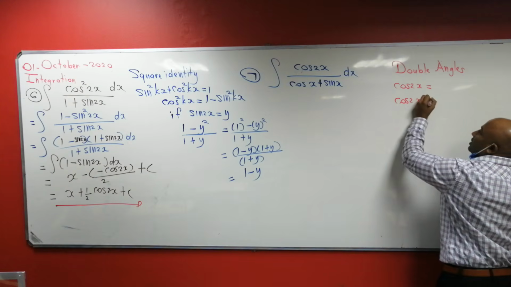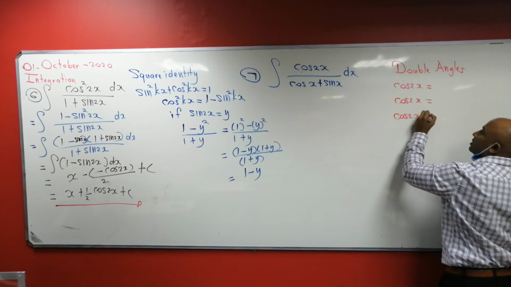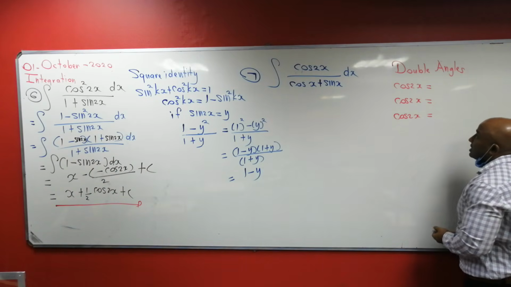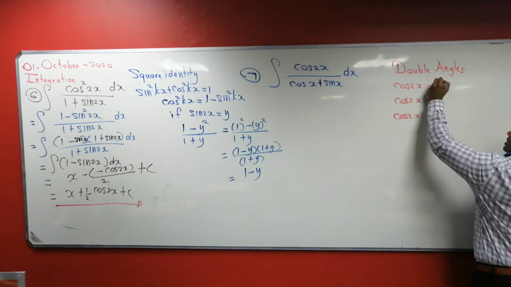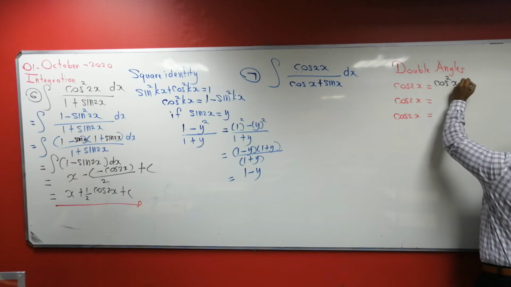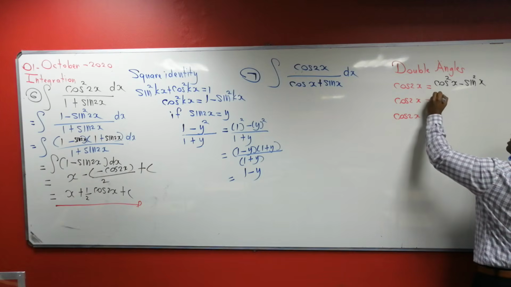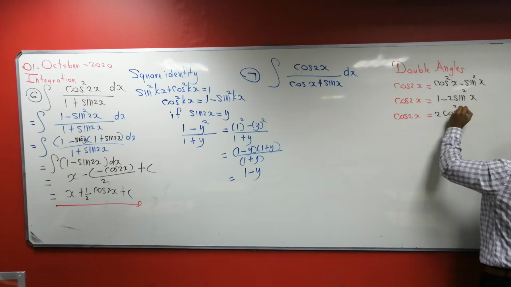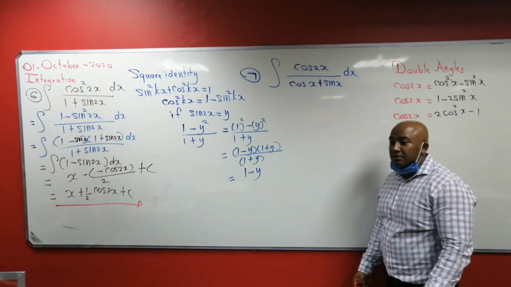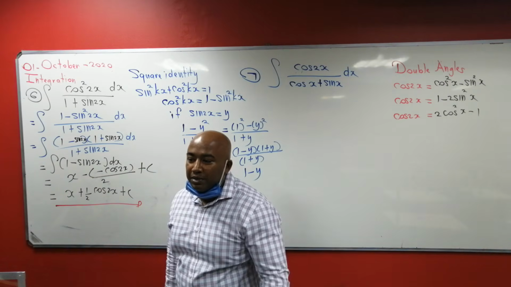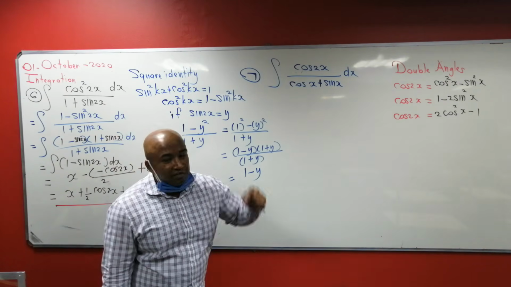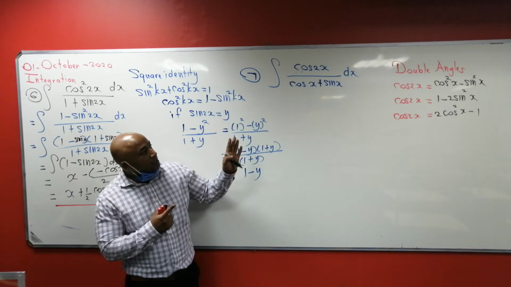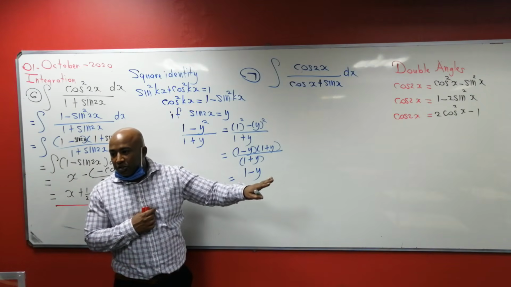How many formulas are there for cos 2x? There's 3. Cos 2x is the same as cos squared minus sine squared. It's the same as 1 minus 2 sine squared, and it's the same as 2 cos squared minus 1. Every example is different, so we use a different formula for our specific exam. It all depends which one will work faster than the other two.